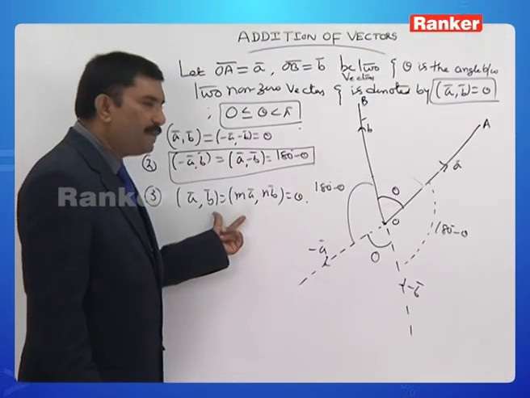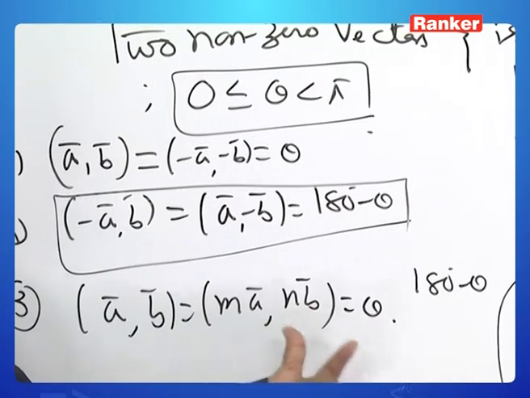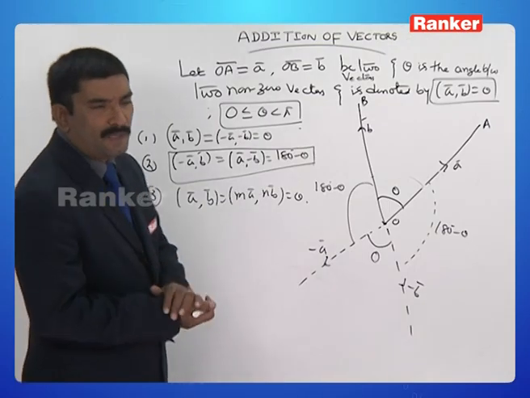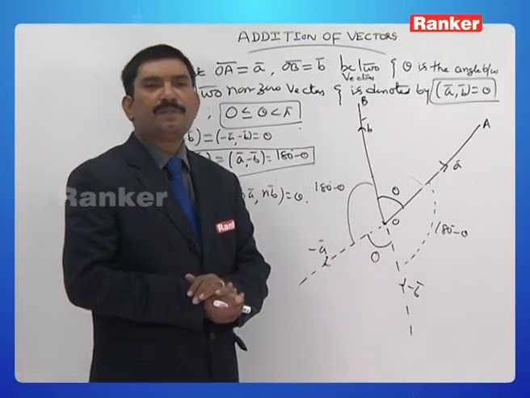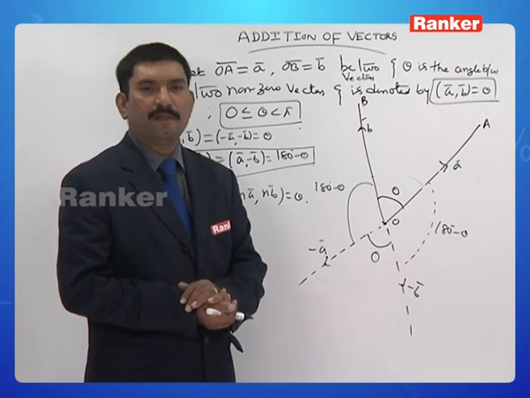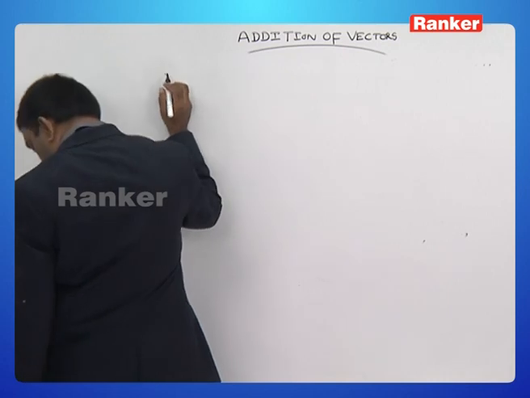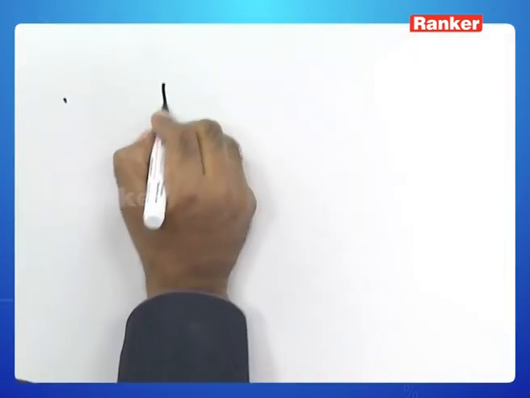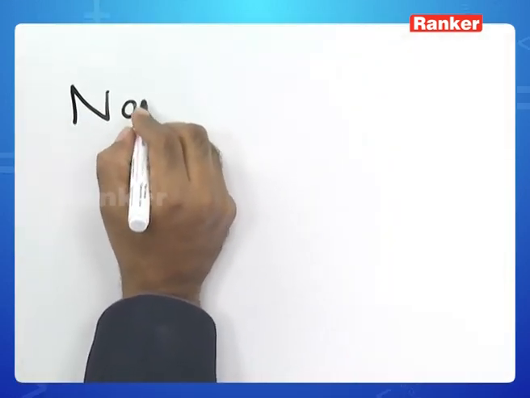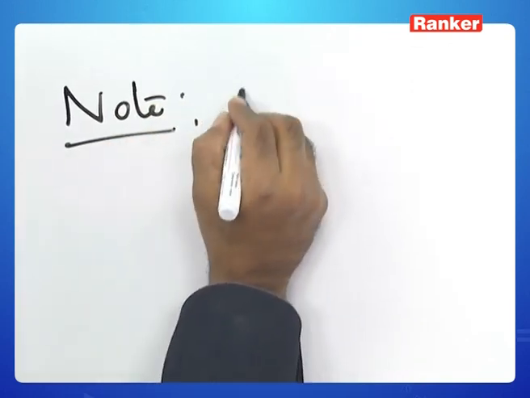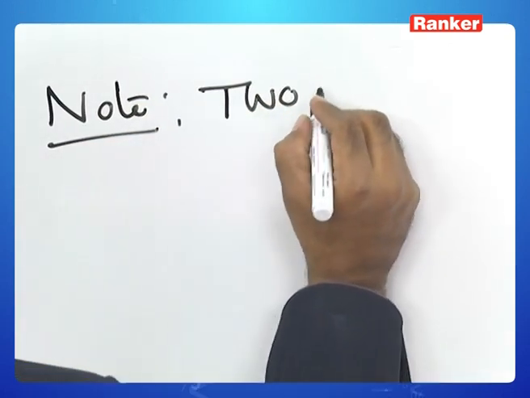The meaning of this is that now we understand the angle between two vectors. One of the definitions applies to two non-zero vectors, or a corollary or anything. Two non-zero vectors.